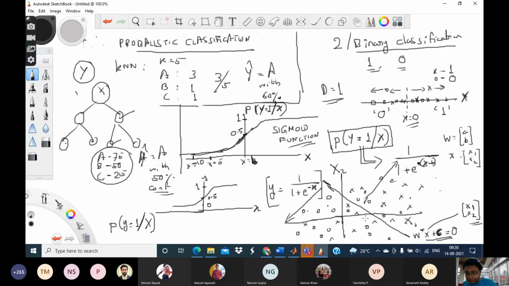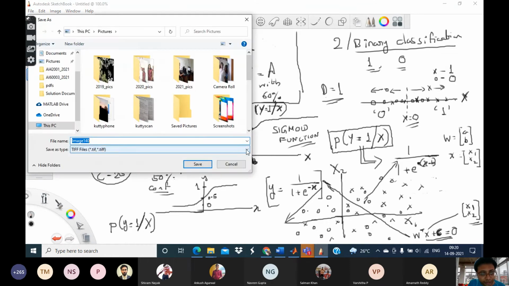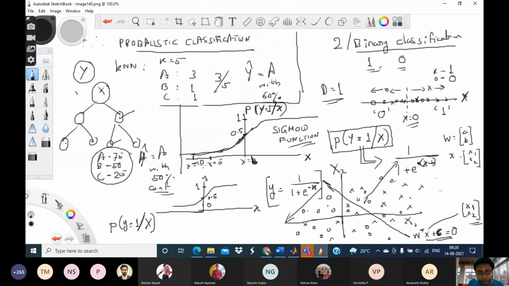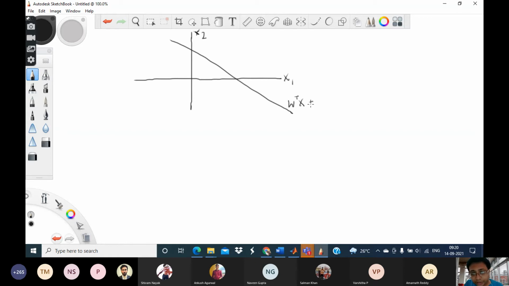So from the knowledge of coordinate geometry, let me draw this afresh. From the knowledge of coordinate geometry, you already know that if you consider this line, the equation of the line is W transpose X plus C equal to 0. That means every point on this line satisfies that equation. But what about the points which are not on this line? Say, this is x1, this is x2. The equation for the line is W transpose X plus C is equal to 0.